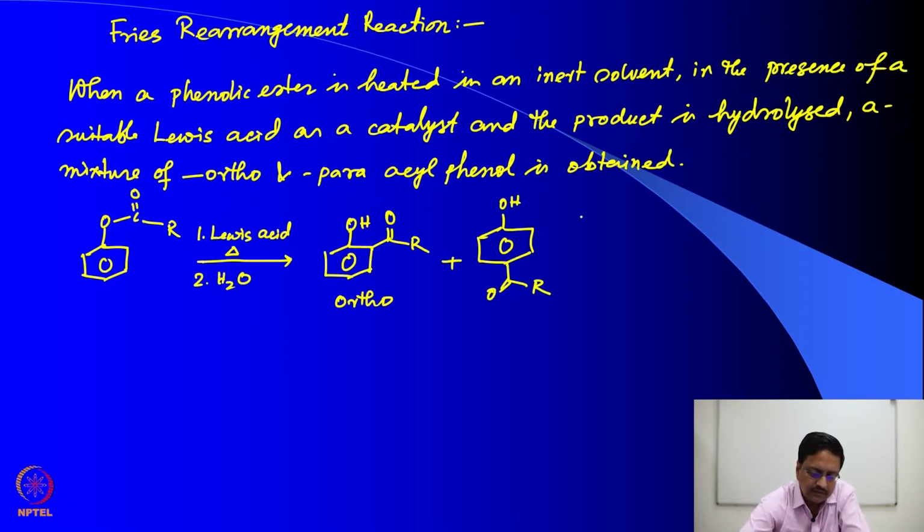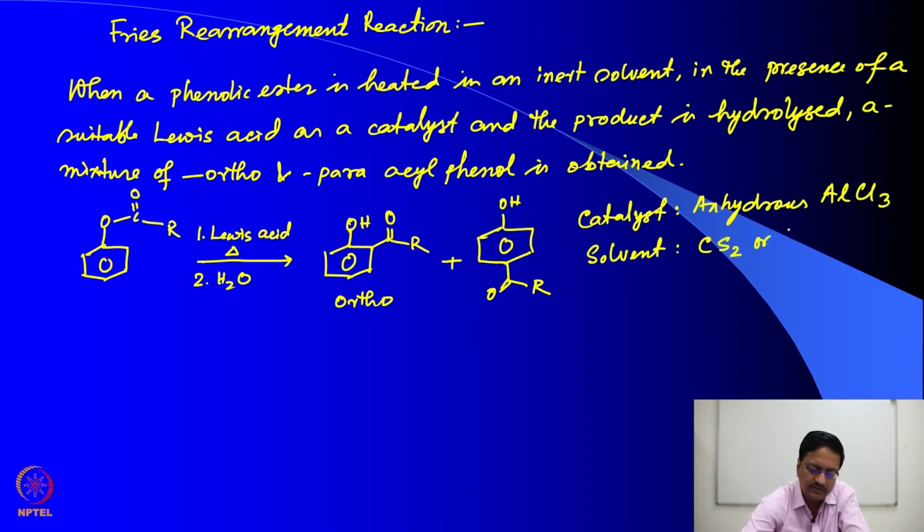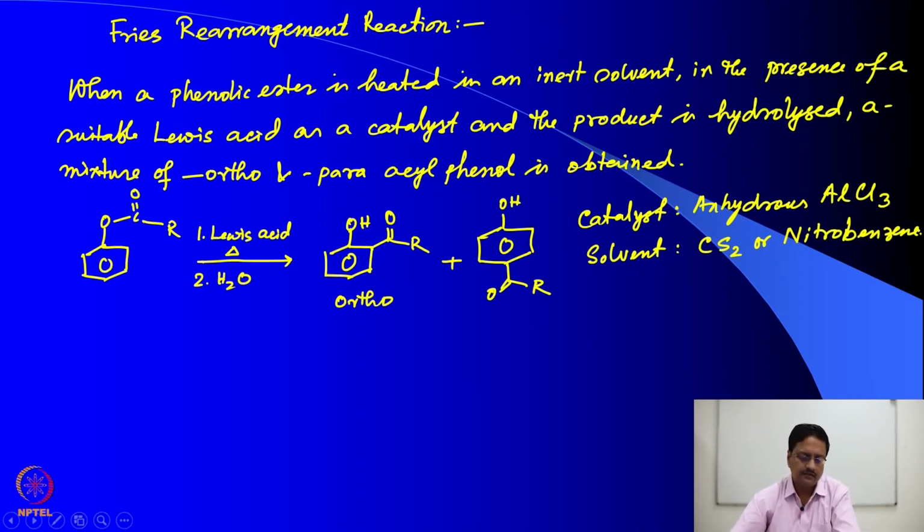So, here the catalyst is anhydrous aluminum chloride and the solvent is either carbon disulfide or nitrobenzene, because these are high boiling solvents and one can heat these solvents at a higher temperature.